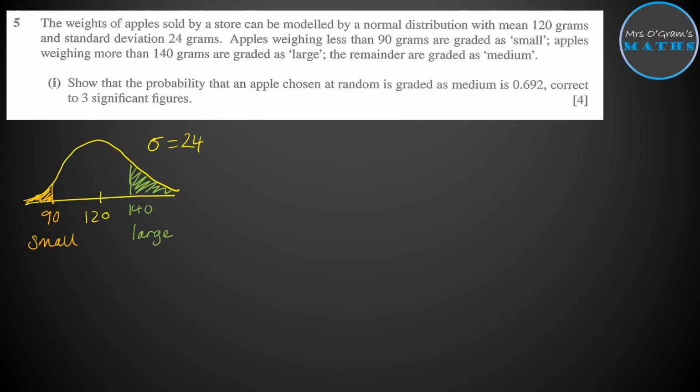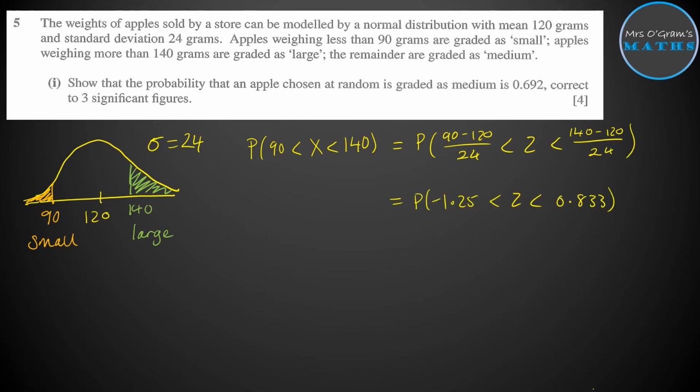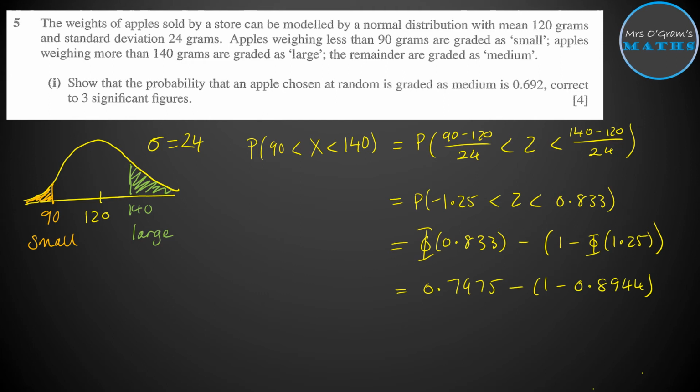Question 5 is about a normal distribution to do with the weights of apples. We want the probability of medium, which means that it's between 90 and 140 grams. So standardize that for Z, take off the mean, divide by the standard deviation. And that gives us a final answer of 0.6919, which we've been asked to give to 3 significant figures, so we'll go 0.692.